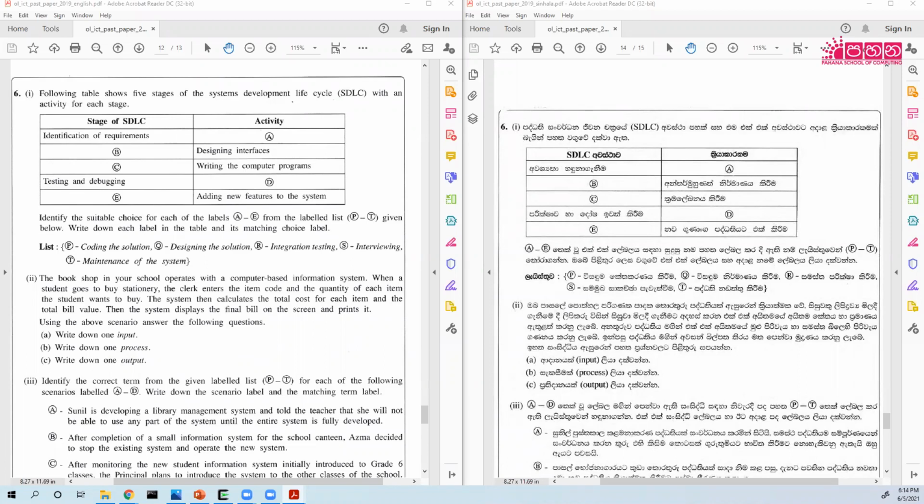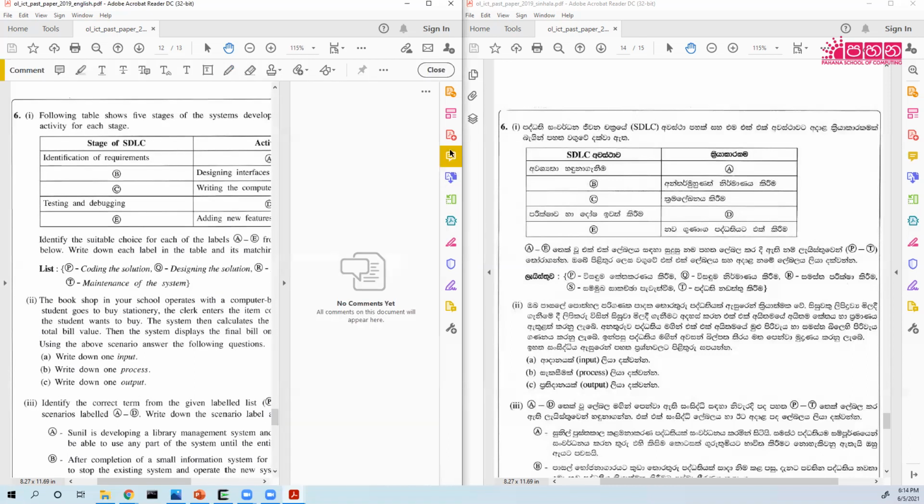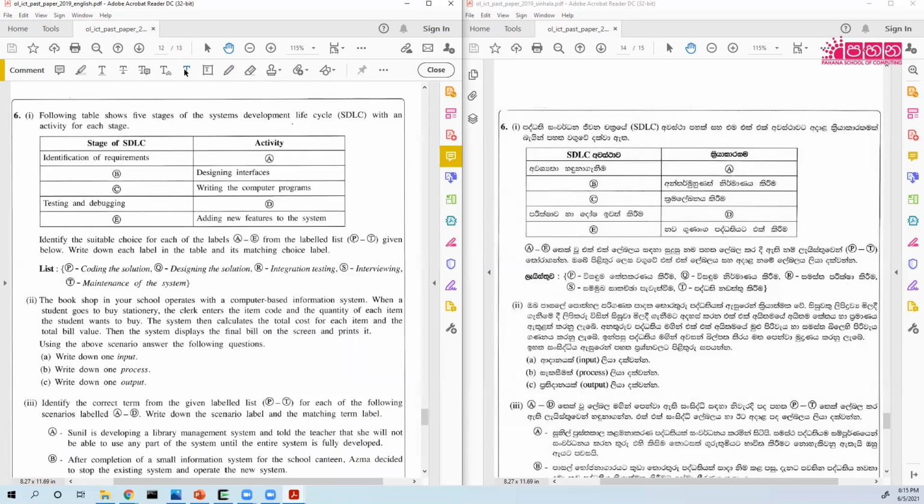The first one is identification of requirements. That means A, the activity we need to identify from the list. So we have coding the solution, designing the solution, integration testing, interviewing, and maintenance of the system. So we know that here, A, the value should be S, isn't it?